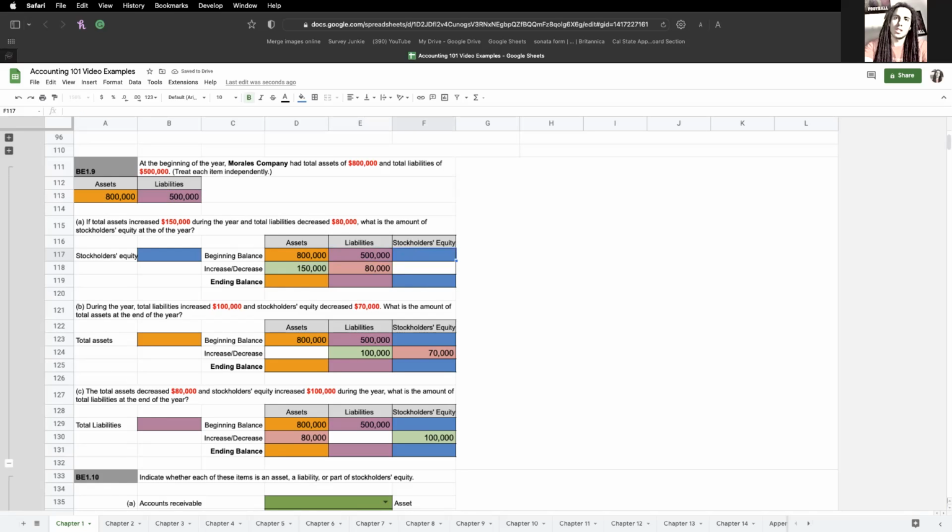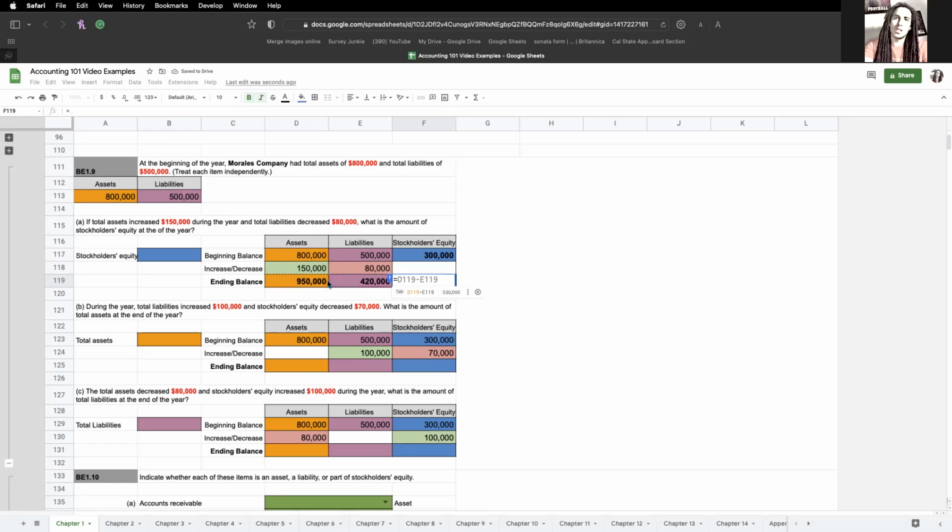So knowing that, we can figure out the total stockholders' equity at the beginning of the year. So 800,000 minus 500,000, that equals 300,000. Now, if we take the beginning balance in assets and we add the increase of 150,000, that means the ending balance is 950K in assets. In liabilities, 500,000 minus $80,000, that equals 420,000.